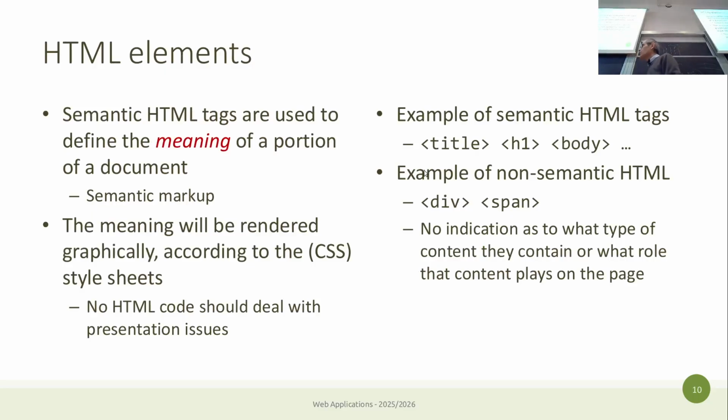Now we need to go into a bit more detail about HTML tags. HTML tags are used to define the meaning of a portion of a document. We call it semantic markup. Markup is just a way to say that we are using tags, open and close tags, to delimit an area of the document that has a certain meaning.